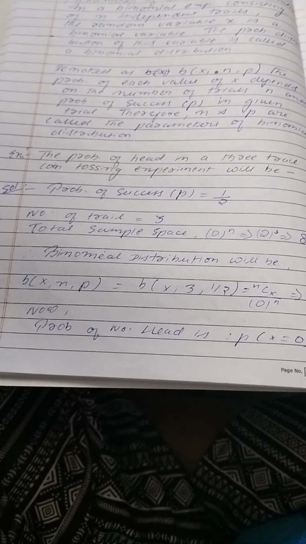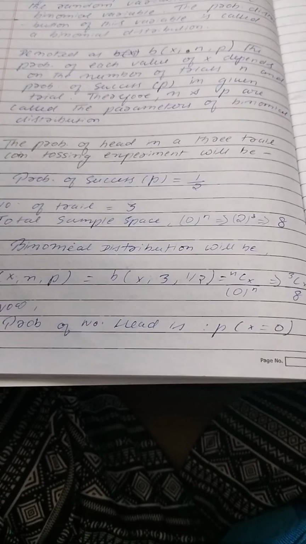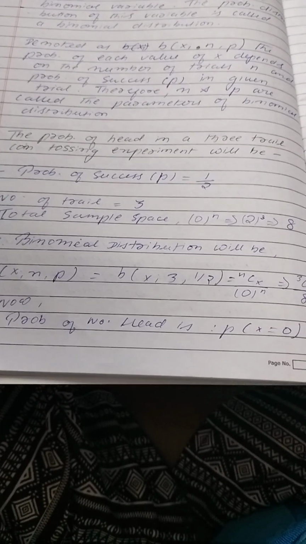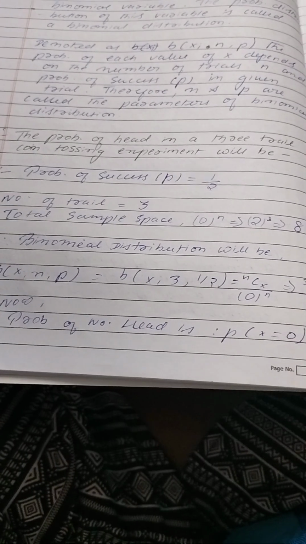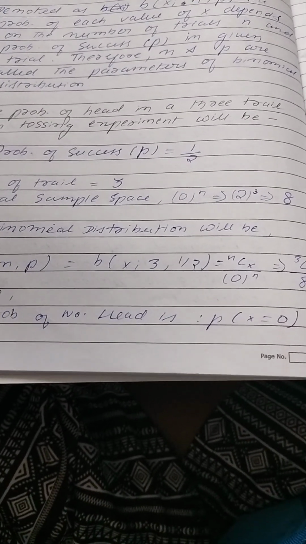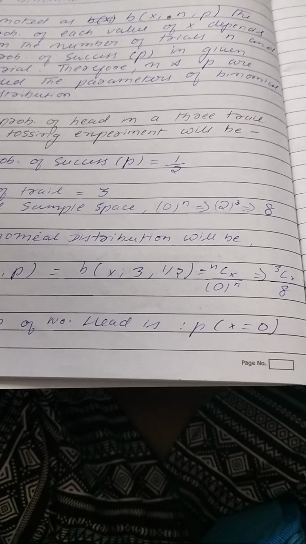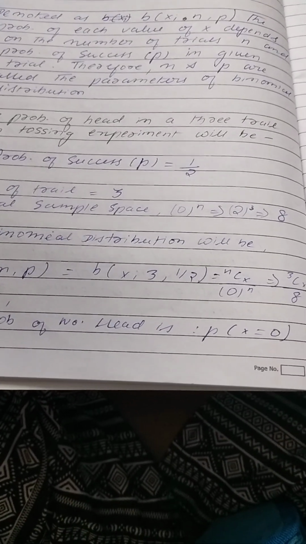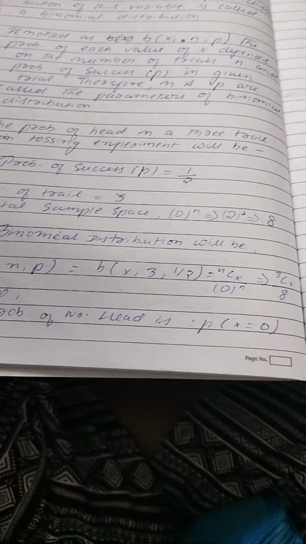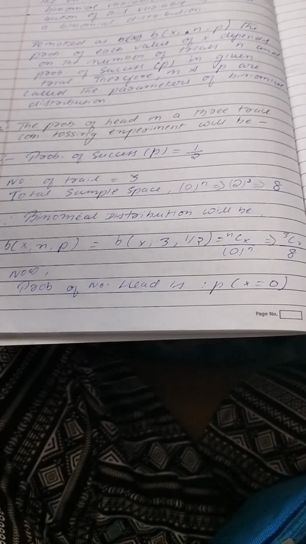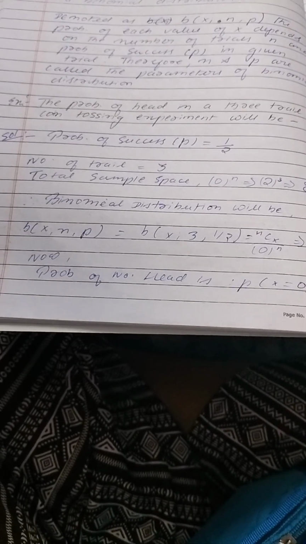Then we have the total sample space. So how will we calculate the total sample space? It is 2 to the power n. So the total outcome is 2 and the experiment is 3, so 2 to the power 3, and we get 8. So 8 is the total sample space, and then we have the binomial distribution, so b(x, n, p).